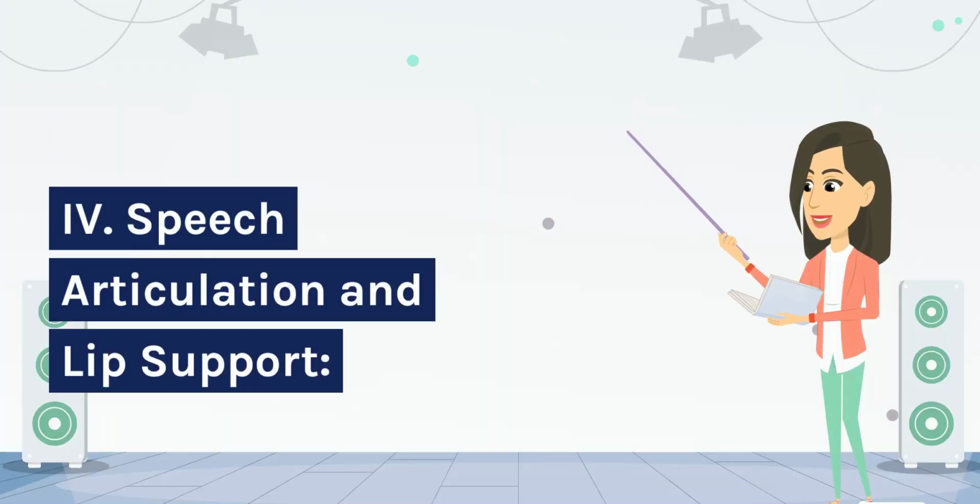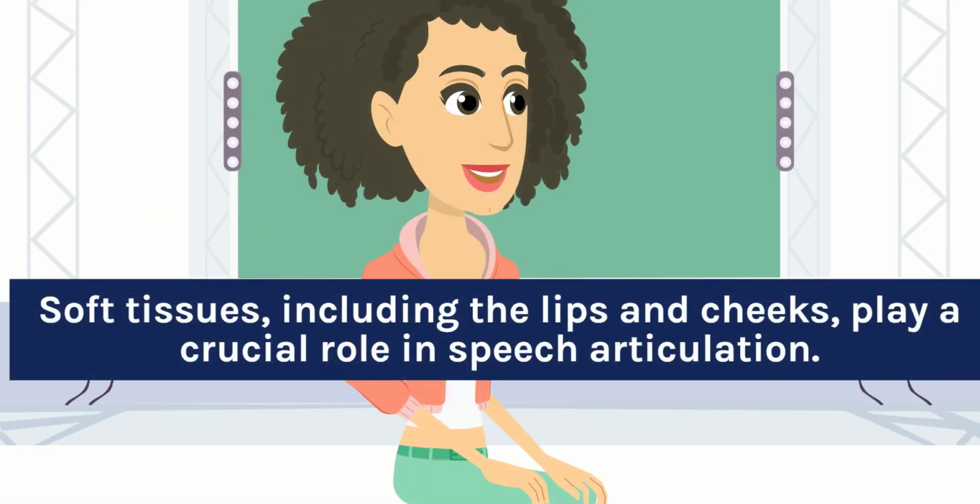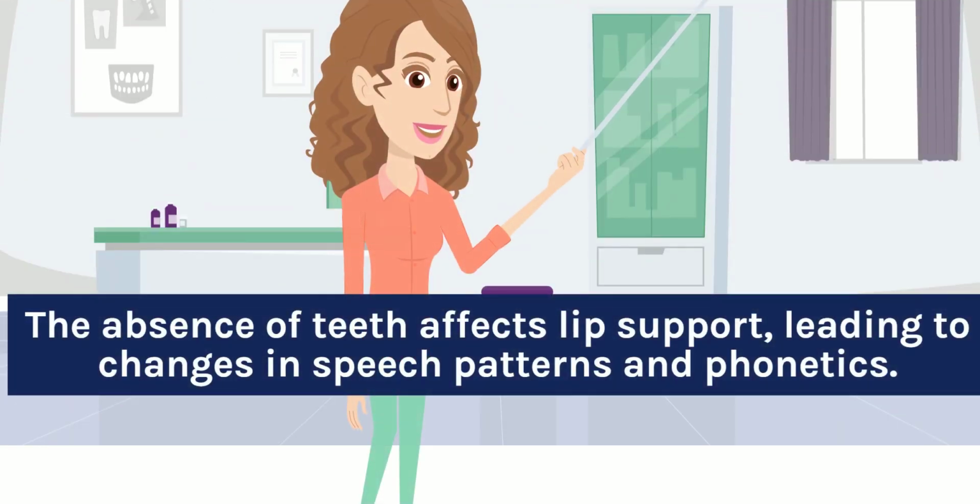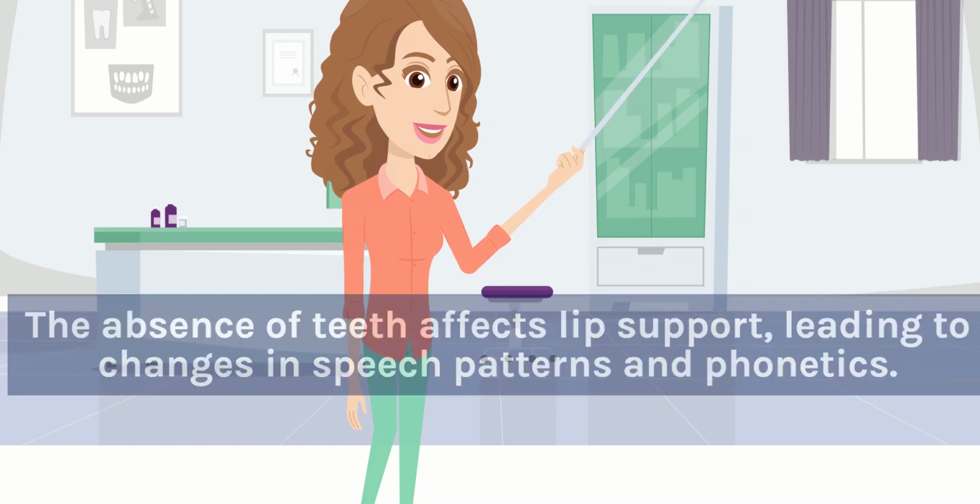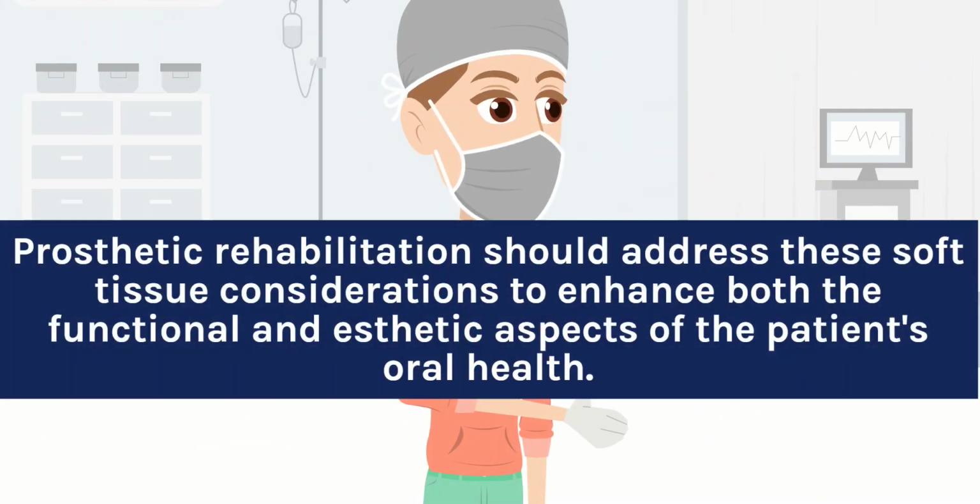4. Speech articulation and lip support. Soft tissues, including the lips and cheeks, play a crucial role in speech articulation. The absence of teeth affects lip support, leading to changes in speech patterns and phonetics. Prosthetic rehabilitation should address these soft tissue considerations to enhance both the functional and aesthetic aspects of the patient's oral health.